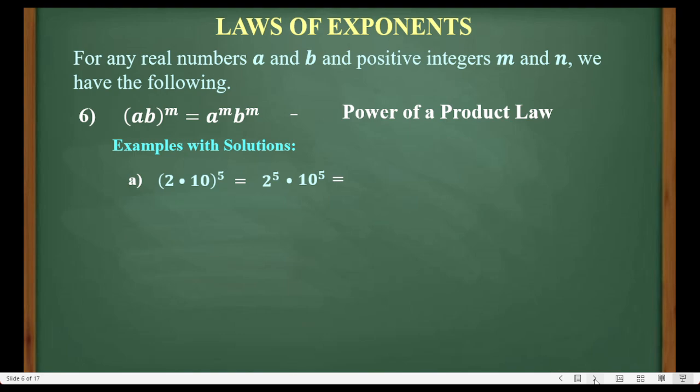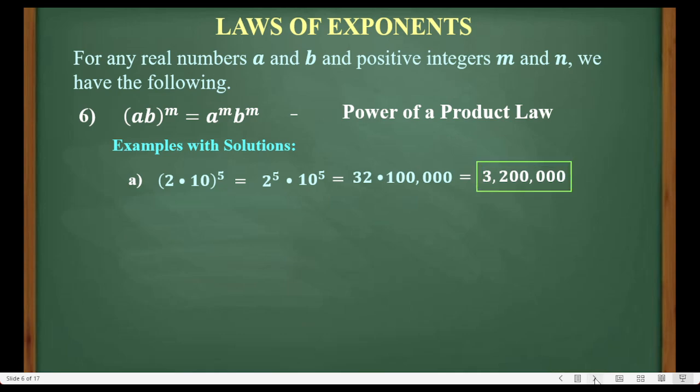And from that point, let us continue. When we say 2 to the fifth, that is 32 times 100,000, if we evaluate 10 to the fifth. And 32 times 100,000 will give us what? 3,200,000. Okay, your answer.